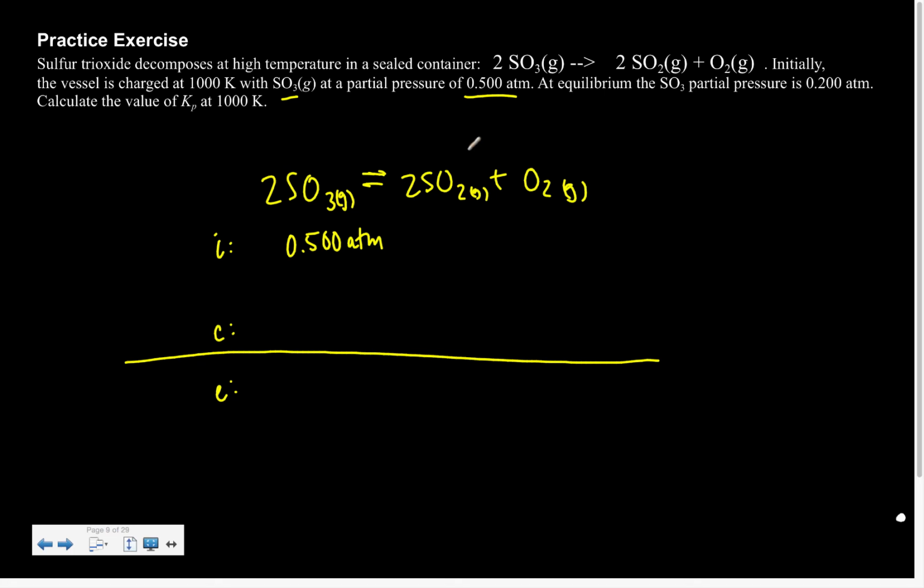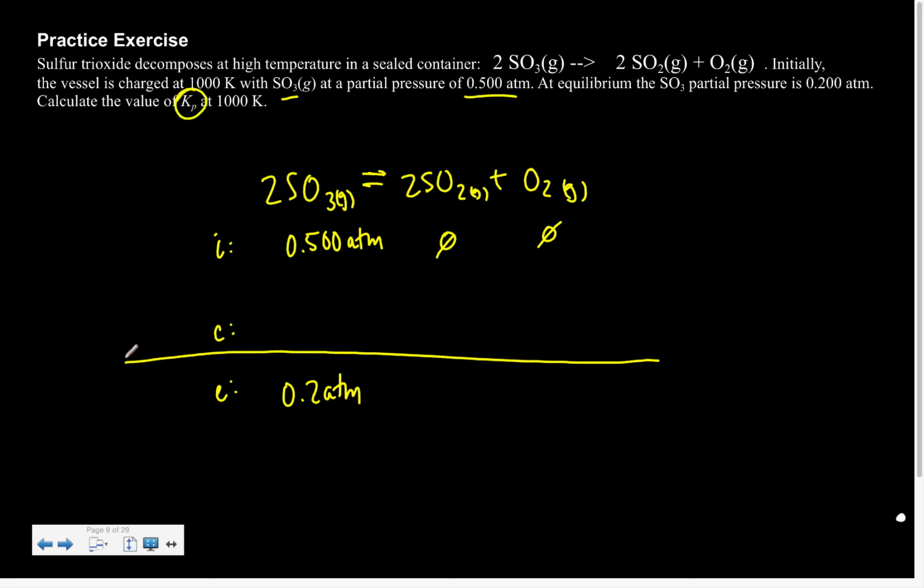Now, if initially I'm charged with just this, that means I have that much of SO3 and none of the products. Now, it says that at equilibrium, the SO3 partial pressure is 0.2. Note that that's not a change. That's my equilibrium partial pressure of SO3, 0.2 atmospheres. And I want to know my Kp.